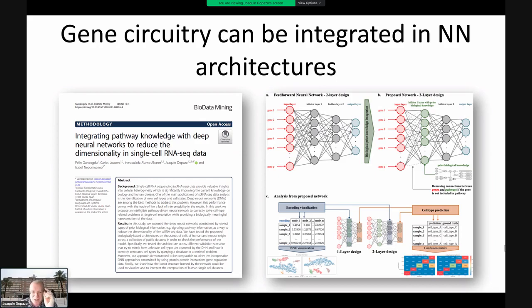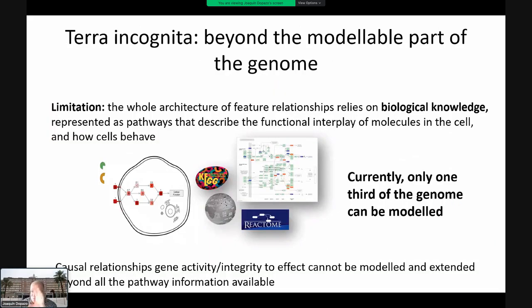But this is only the introduction for the talk, but this is important to put in context. So all these models require these pathways. And currently we have only 1/3 of the genome which are part of these pathways, just because we have not generated so much biological knowledge to have all these connections.